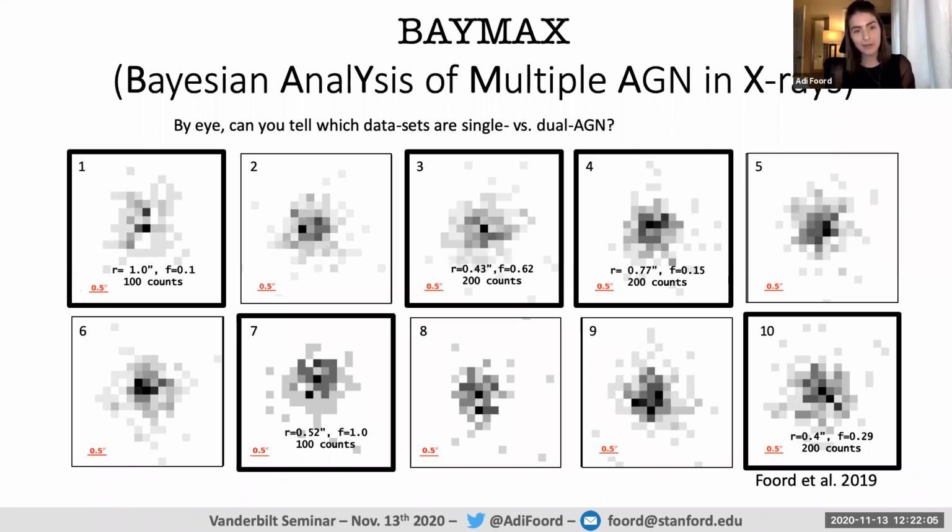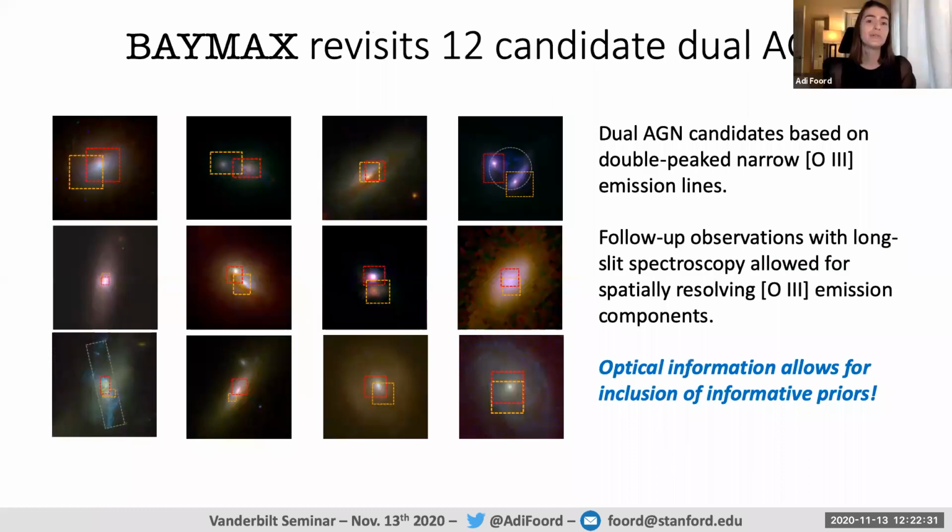If you look at panel 3, on the other hand, the separation now is less than 0.5 arcseconds, but the count ratio is much larger. And so in general, to probe the smaller separations, you'll need larger count ratios and vice versa. And it, of course, also depends on the total number of counts that you have. So I'm now going to review a couple recent analyses that I used BAYMAX on various samples of multi-AGN candidates.